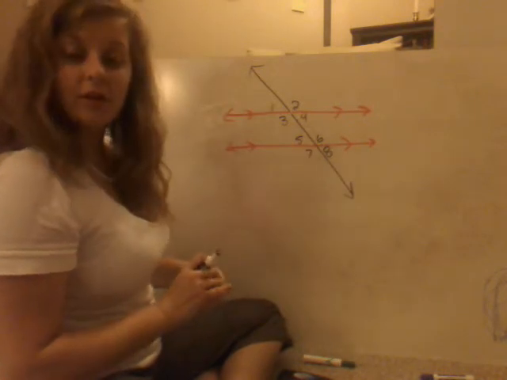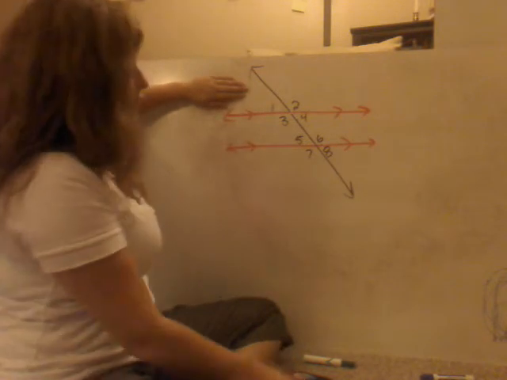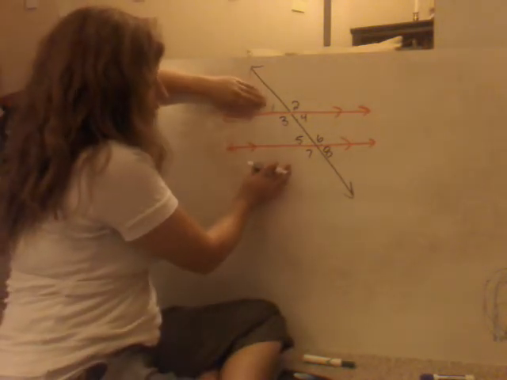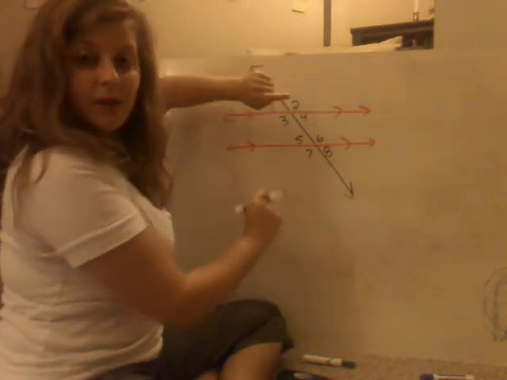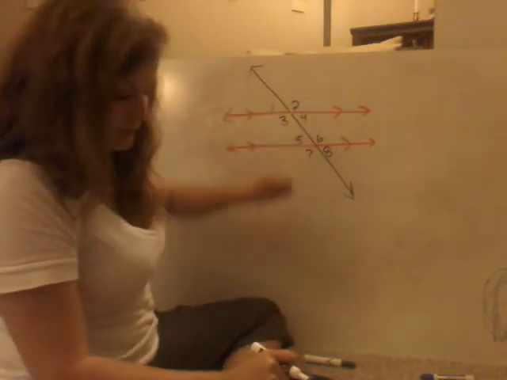Alternating exterior angles are going to be outside. Remember, exterior, outside. So they're going to be out here somewhere. And they're also going to be on opposite sides of the transversal. So 2 and 7, or 1 and 8.